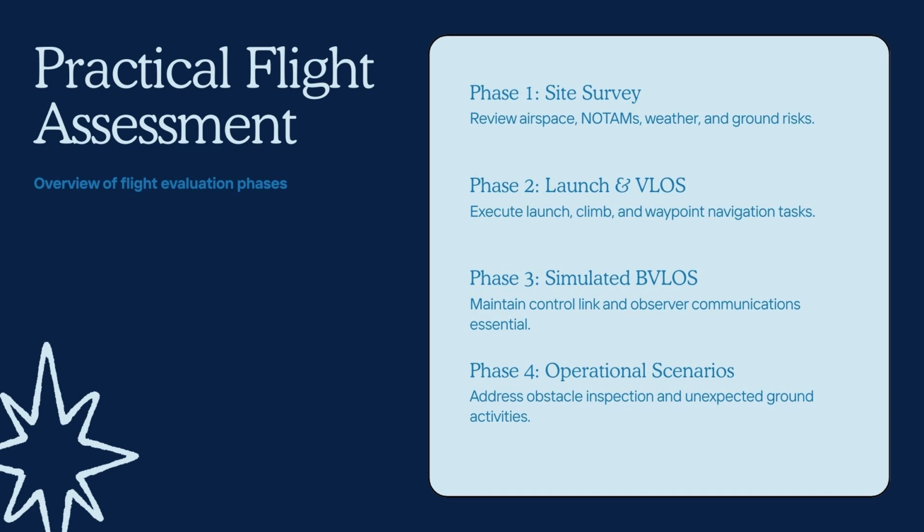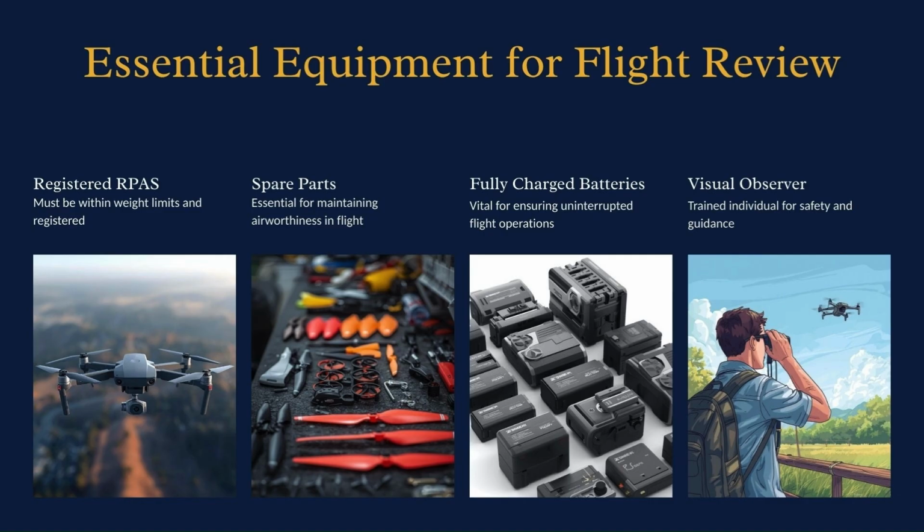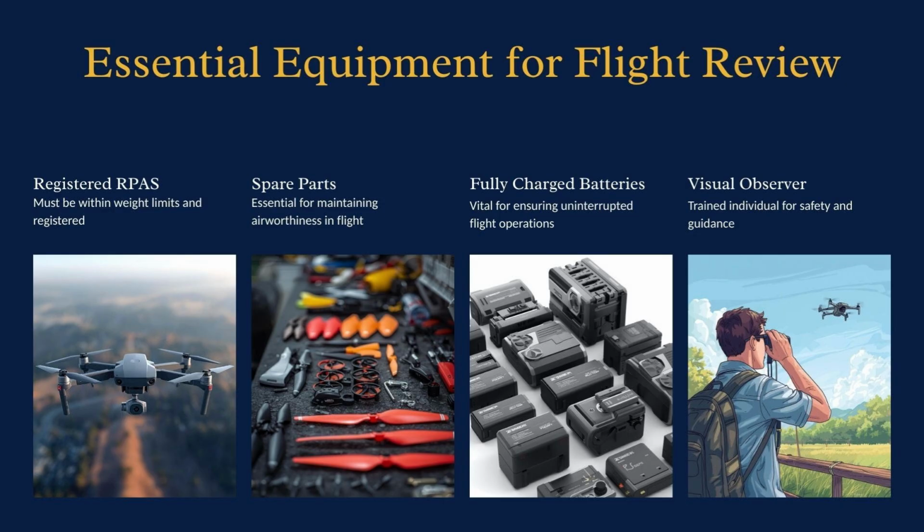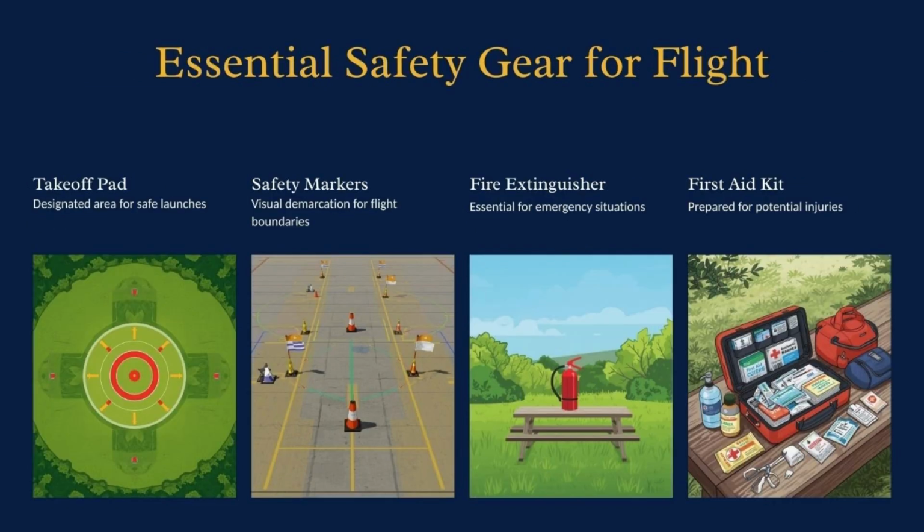Now we're looking at the operational scenarios. It's important that you address obstacle inspection and unexpected ground activities. This is how to be prepared to come for your flight review. Now, this is a very important thing. We advise crews to ensure that their RPAS is registered, they have spare parts, fully charged batteries, a visual observer, takeoff and landing pad, safety markers, a fire extinguisher, and a first aid kit.